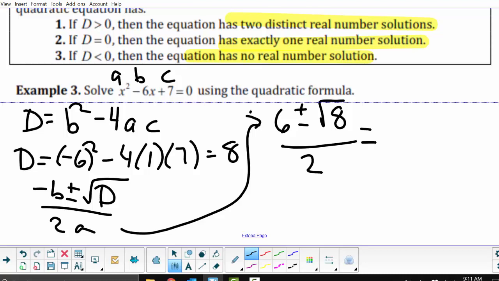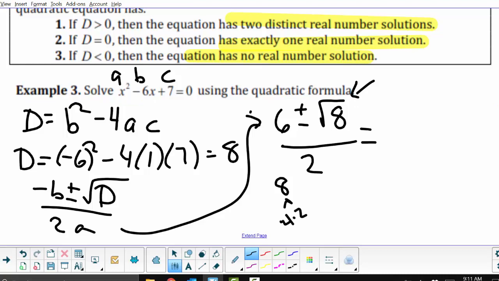Now we need to simplify these if we can. So notice that square root of 8 right there. I think we have a perfect square in there, don't we? Isn't 8 the same thing as 4 times 2? And 4 is a perfect square. So we can pull a 2 out. The square root of 4 is 2. So I'm going to have 6 plus and minus 2 radical 2 all over 2.